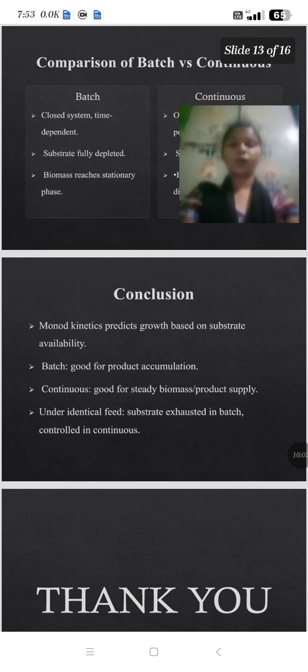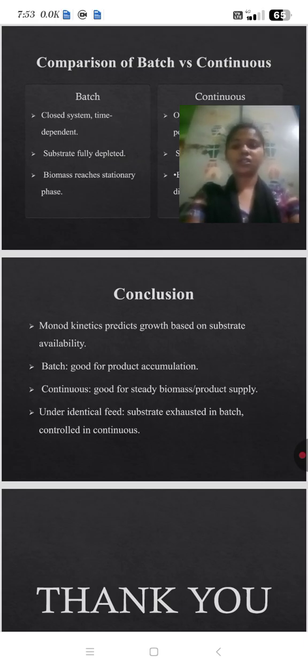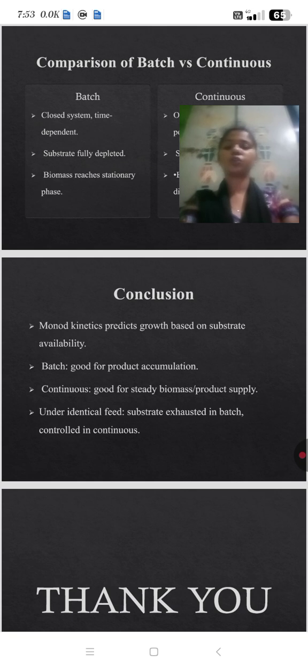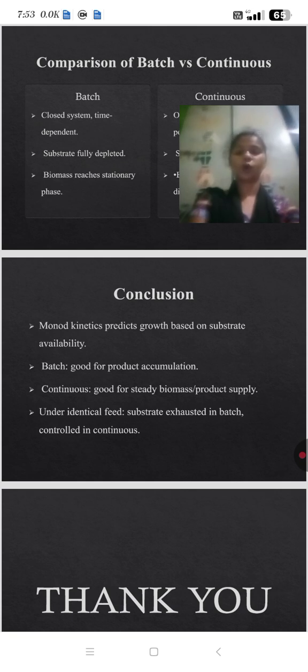Conclusion: Monod kinetics predicts growth based on substrate availability. Batch is good for product accumulation. Continuous is good for steady biomass and product supply under constant feed. Substrate is depleted in batch and controlled in the environment in continuous.